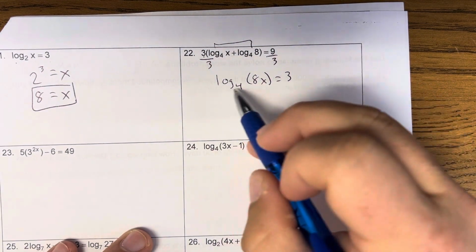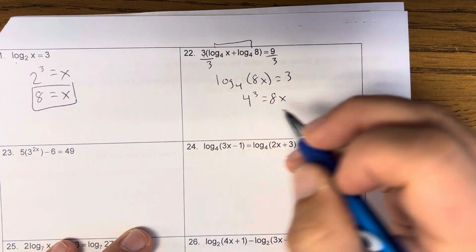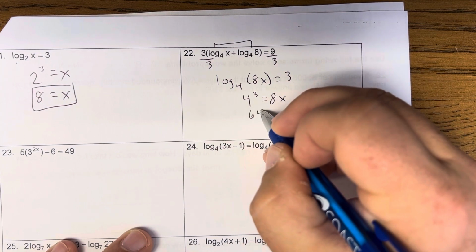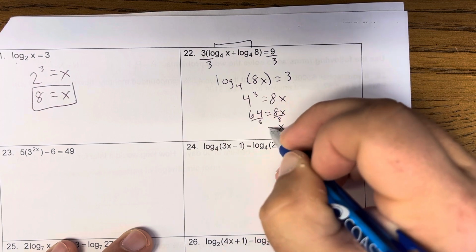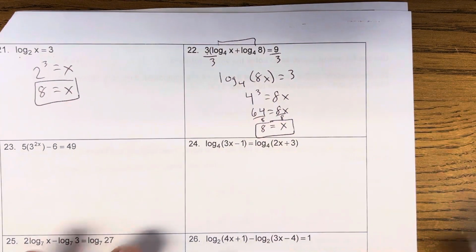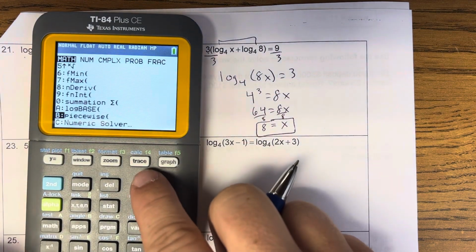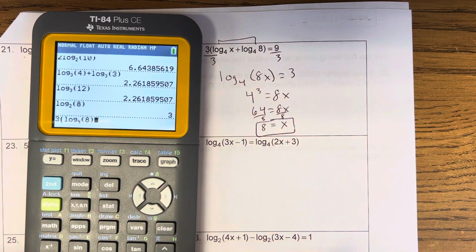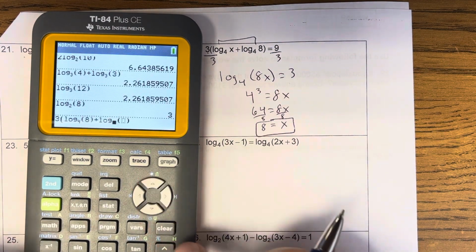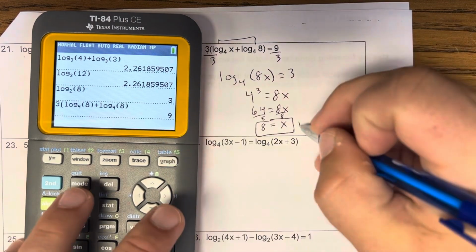So again, I can't cancel out the logs because there's no log over here. We're going to switch it to exponential and then solve. 4 cubed is 64. And then we'll divide by 8 to get x equals 8. And then we can check it. 3 log base 4 of my x, which is 8, plus log base 4 of 8 equals 9.